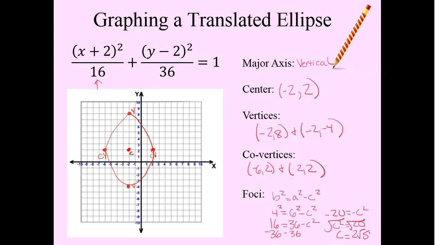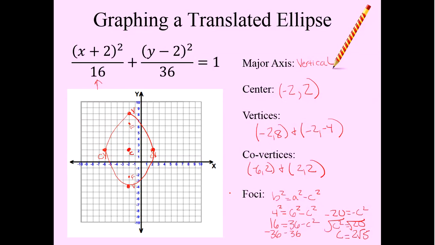And the square root of 20, simplified, is going to be 4.47 in both directions from the center. So I'm going to go up 4.47, or about 4.5, right? So 1, 2, 3, 4. So about right there for one of my foci. And then 1, 2, 3, 4. About right there for my other one.